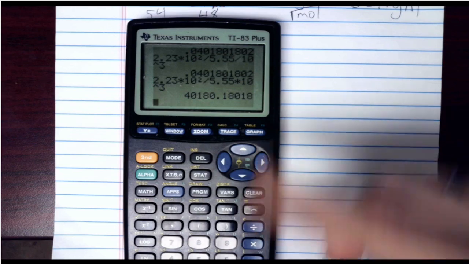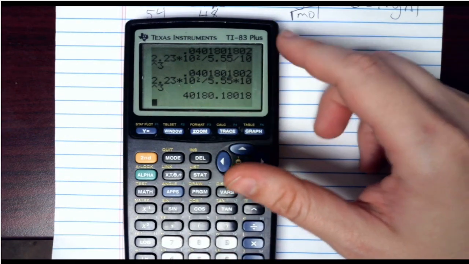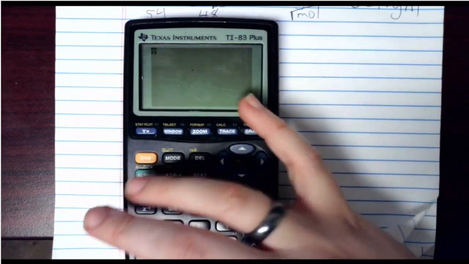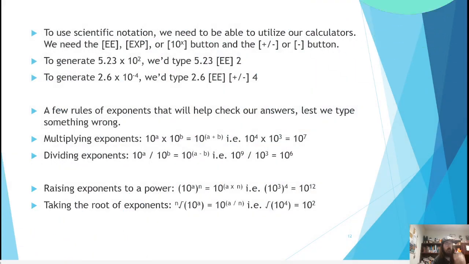So, notice the EE made sure I got it right. So, just be careful and understand how your calculator works. If you do not, we are going to have some problems. So we have to double check and understand.